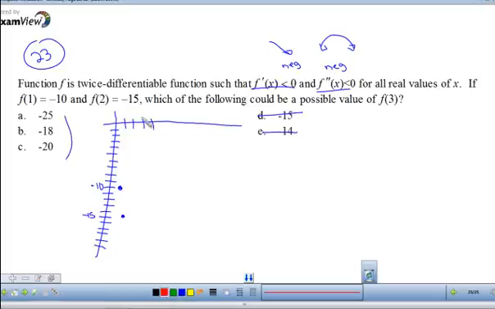So at f of 3, if it's -18, okay, see how it's going to be concave up? So it can't be -18. Negative 20. Okay, again, still concave up. So it has to be at negative 25.